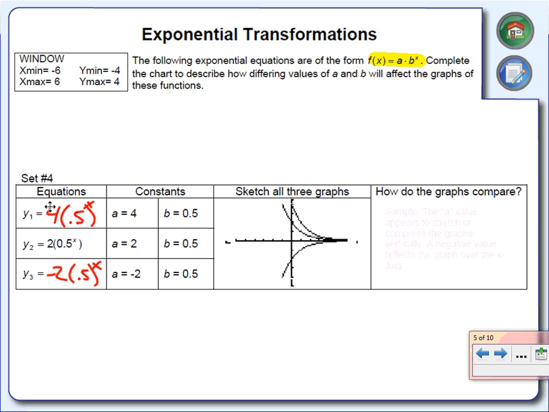So let's come over here and compare. First thing that we notice is that the y-intercepts are different, and that's because of the A value. Now we also mentioned that the A value is what's causing our vertical stretching and our vertical compressing. So let's make sure that we add that in there. The bigger the number is, the more we stretch it out.